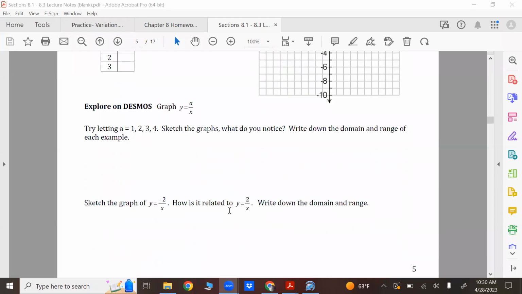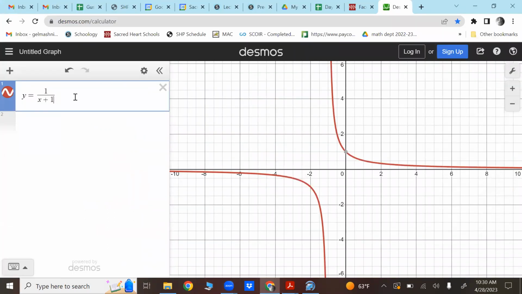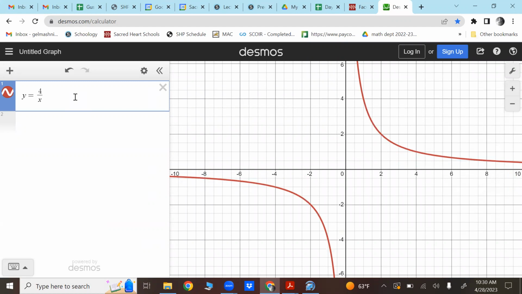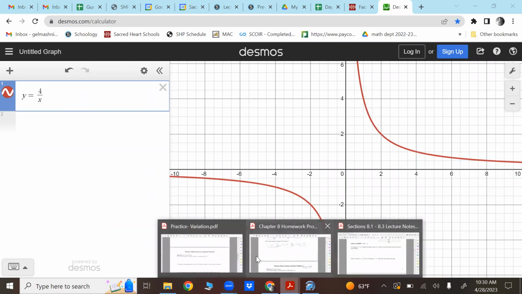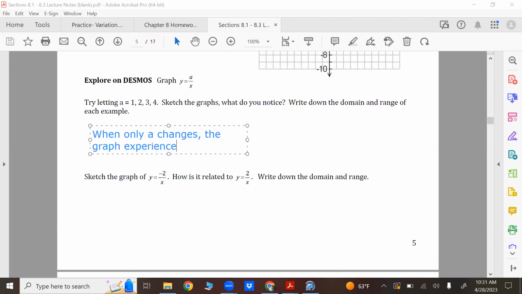So I already did this on Desmos, right? For example, I'll go back again to Desmos. So you have 1 over x, 2 over x, 3 over x, 4 over x. They all stretch when you do that. What do you notice? When only a changes, the graph experiences a vertical stretch, or shrink if a is less than 1. But the lines will never cross the actual asymptote.